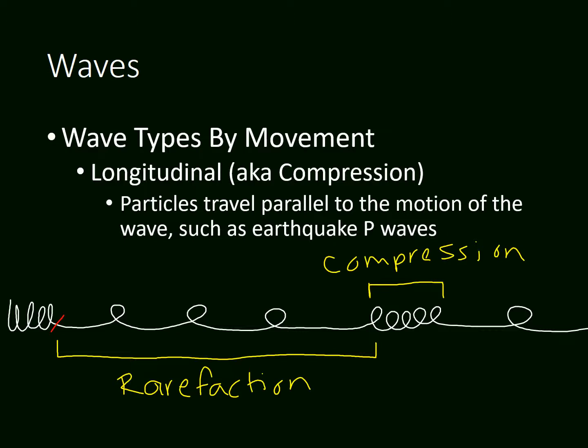And just like on our other wave, we do have a measurement going from the end of one compression to the end of the next compression, or the beginning of one rarefaction to the beginning of the next rarefaction. That would be our wavelength, not our amplitude. So again, here the particles are moving back and forth, left to right across the screen, and the energy is moving back and forth, left to right across the screen. Okay. So again, that distance right there is also our wavelength.